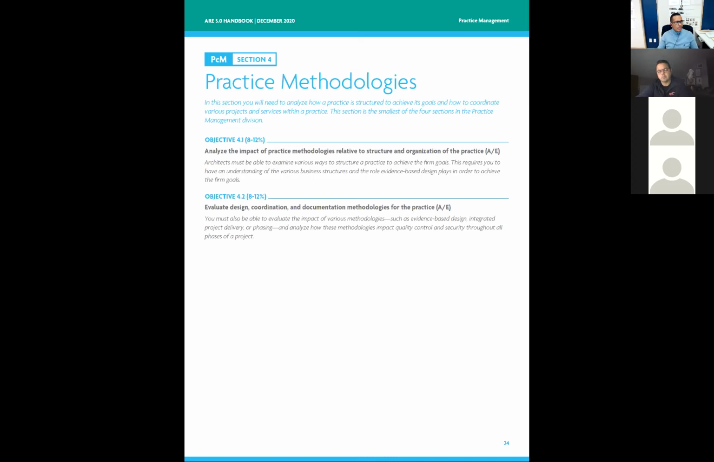Objective 4.1: the architect must be able to examine various ways of structuring a practice to achieve the firm's goals. This requires you to have an understanding of the various business structures and the role evidence-based design plays in order to achieve the firm goals.